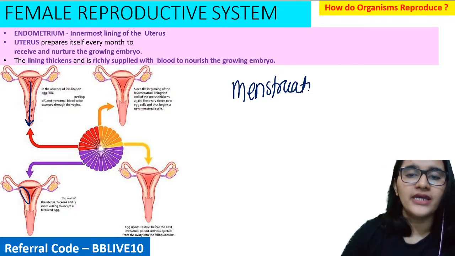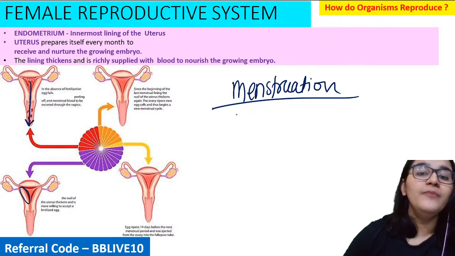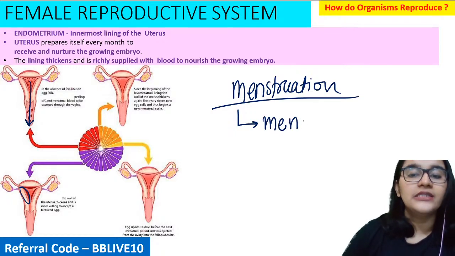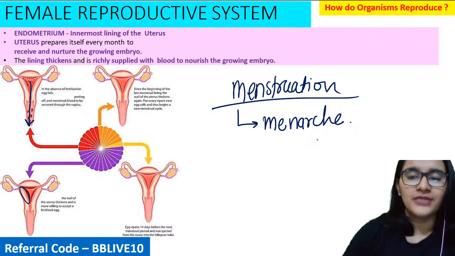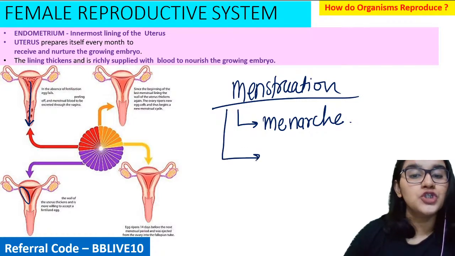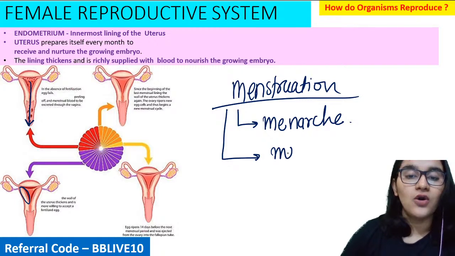What is this called? It is called menstruation. When a girl menstruates for the very first time, it is called the onset of menarche. Then when menstruation stops around the age of 40-45, that is called menopause.